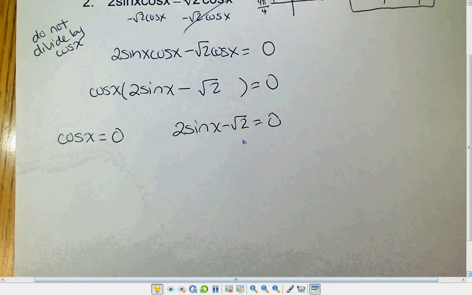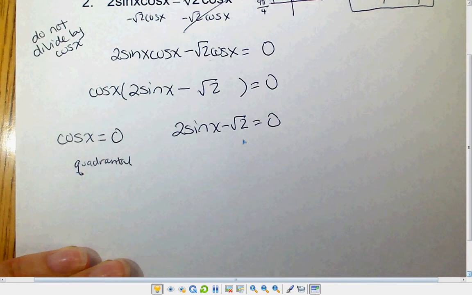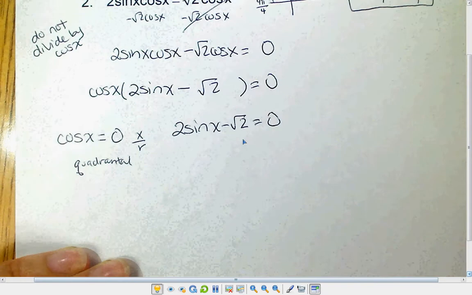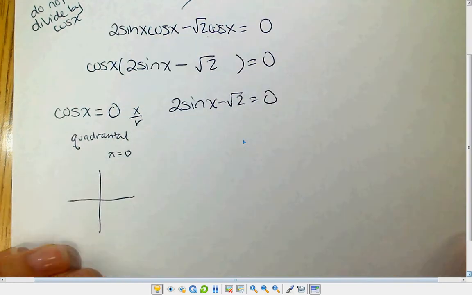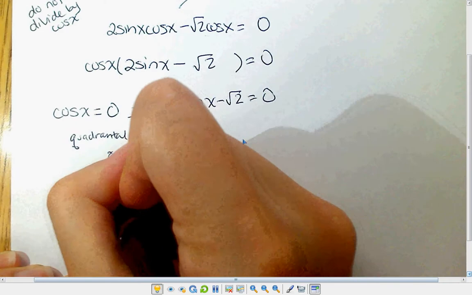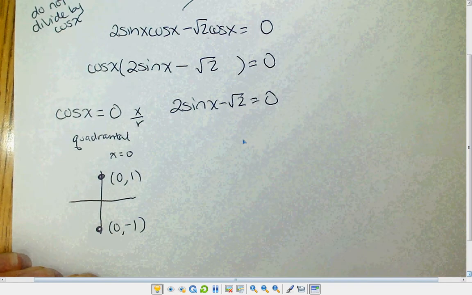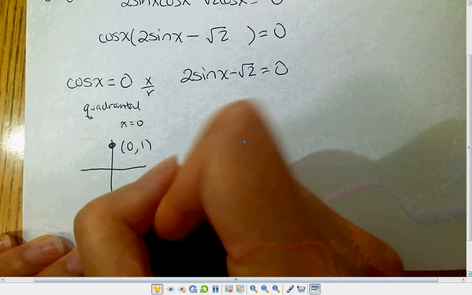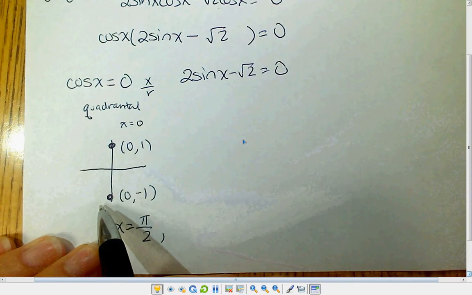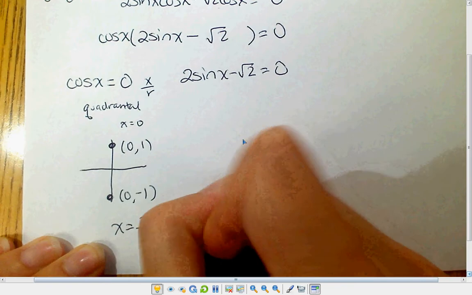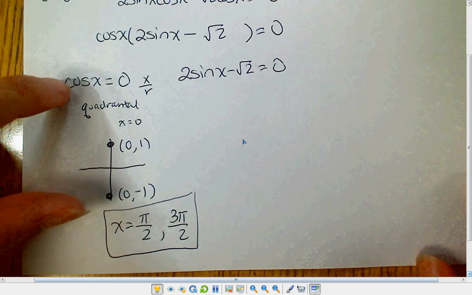Cosine of x equals 0, this is not in my chart, so I know it's quadrantal. Cosine is x over r, so I'm looking for when x is equal to 0. On my unit circle, x is equal to 0 right here and right here. In radians, 90 degrees is pi over 2, and 270 degrees down here is 3 pi over 2. So those are my two answers for this first equation. I'm going to do the same thing for this one.